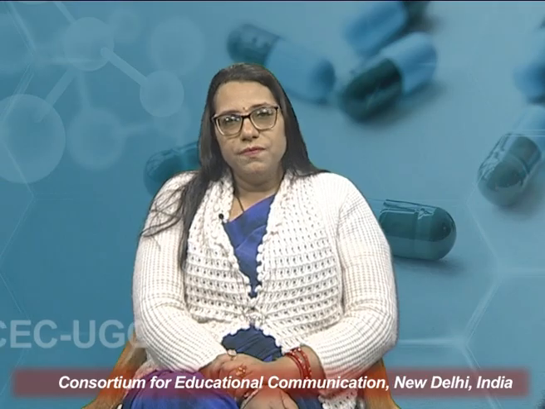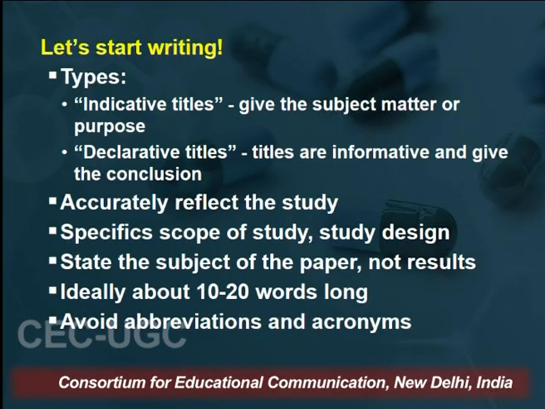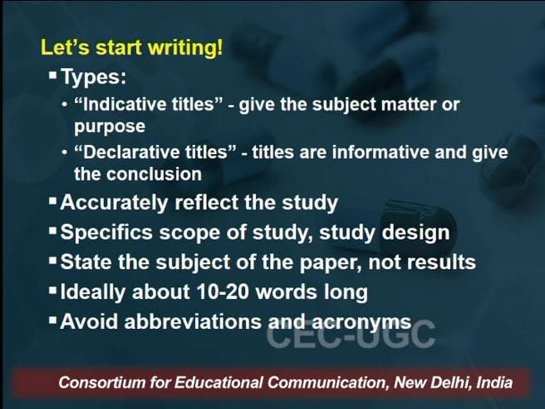So this is about the title, how the title should be. It can be an indicative title or declarative title. So you will ask, what is an indicative title? An indicative title gives the subject matter or the purpose only. It's telling you that we have done this. For example, the randomized control trial to compare drug A versus drug B in rheumatoid arthritis. This is an indicative title, where we are just indicating what we are going to do or what we have done.